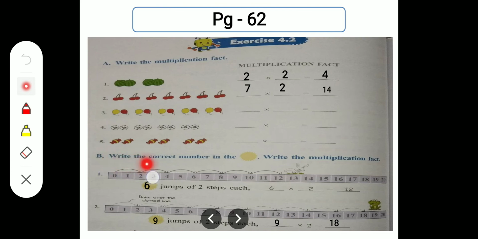Now B. Write the correct number in the circle. Write the multiplication fact. So, here we can see how many times it jumps.